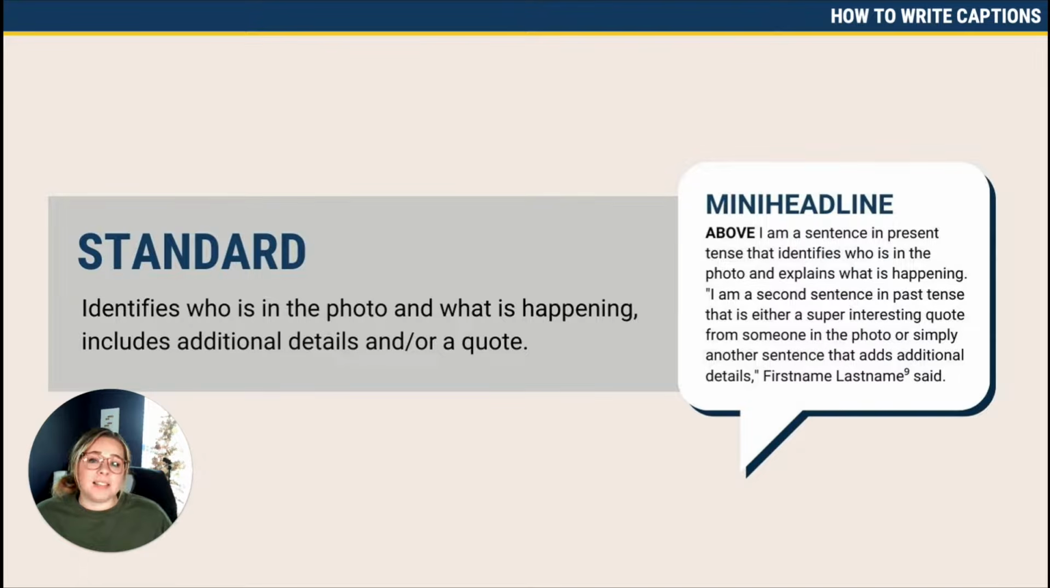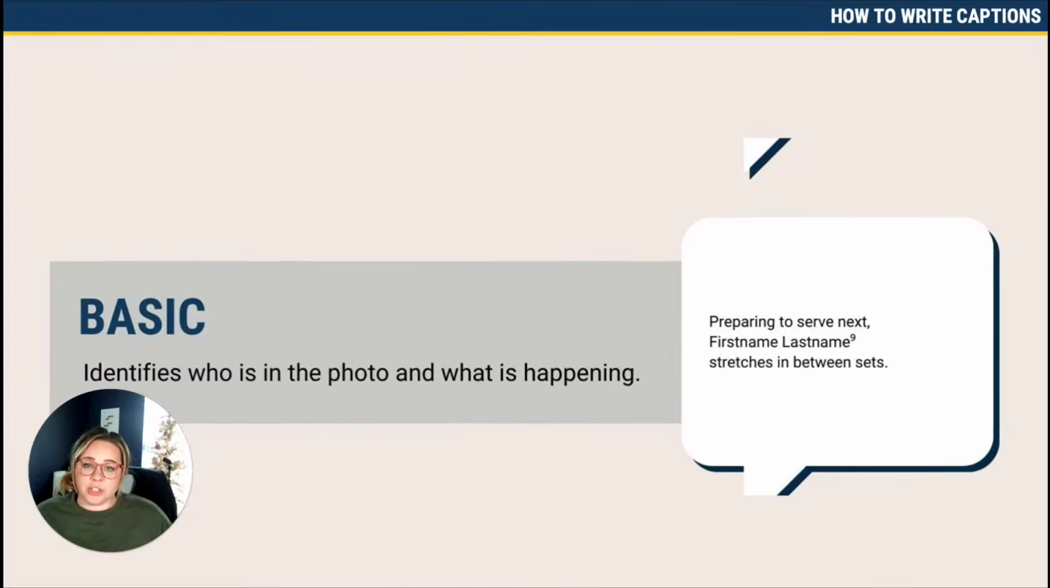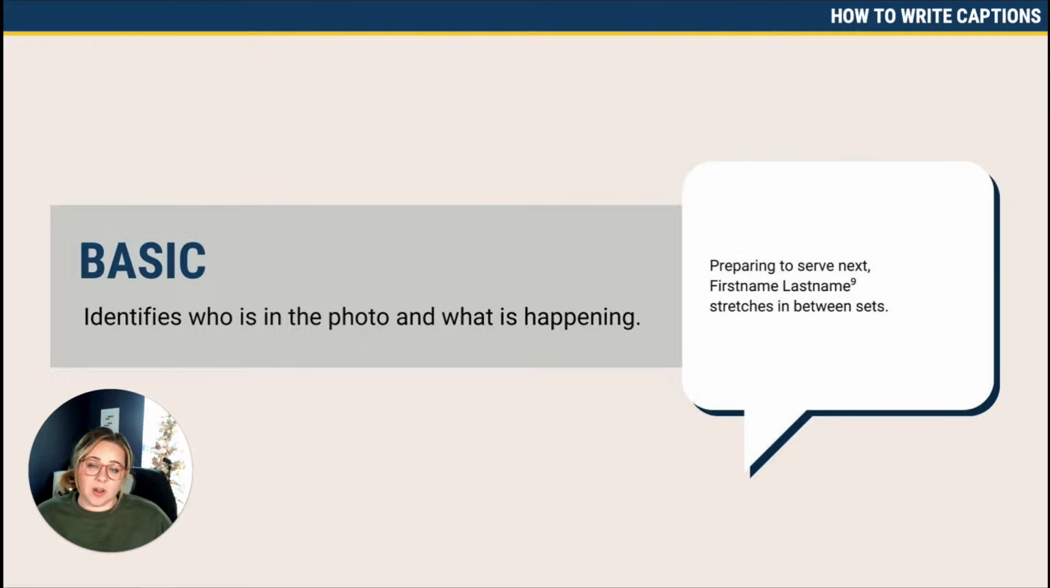But I realize that sometimes you don't have space. Sometimes you don't have the bandwidth. You have brand new staff members that have never written anything related to student publications. And that is a goal we'll set for the future, but we're not there yet, right? So in that case, I would encourage you, for every single photo in the book, to have a basic caption. It needs to identify who is in the photo and what is happening. So this is something like "Preparing to serve next, first name, last name, stretches in between sets."